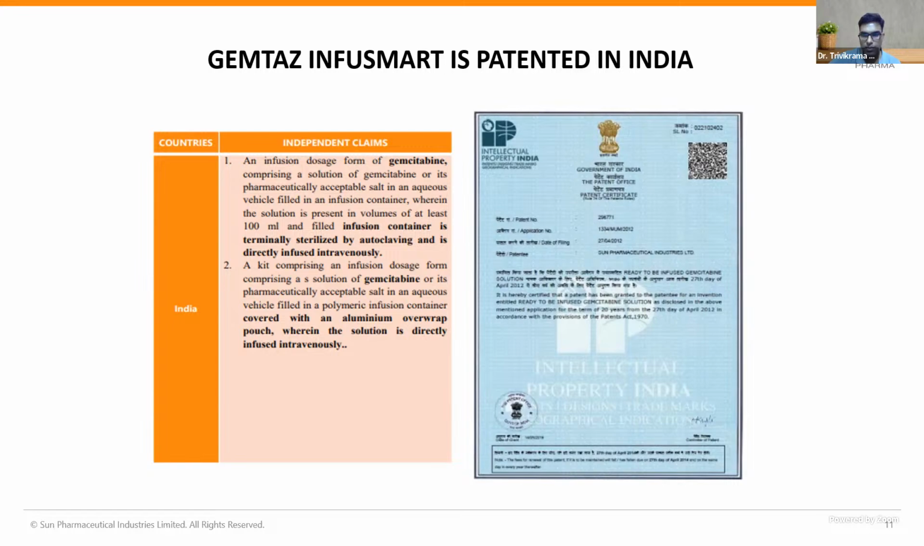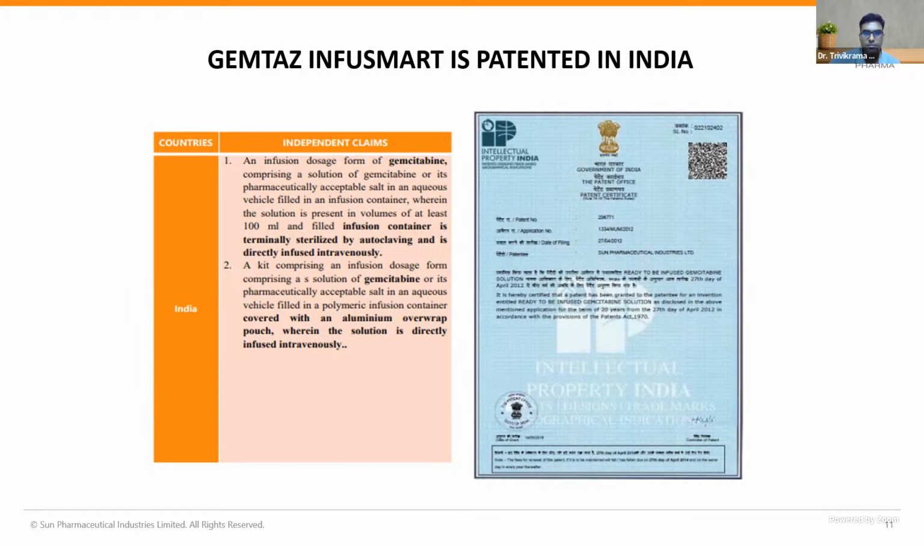Next slide. Also, this technology is patented in India. This is the certificate for Sun Pharma. Around 2012, they got this patented. Basically, they describe any infusion dosage of gemcitabine comprising a solution of gemcitabine or its pharmaceutically acceptable salt in an aqueous vehicle filled in an infusion container, wherein the solution is present in volumes of at least 100 milliliters, and the filled infusion container is terminally sterilized by autoclaving and is directly infused intravenously. Again, a similar description with the aluminum overwrap pouch. So this is basically patented in India.